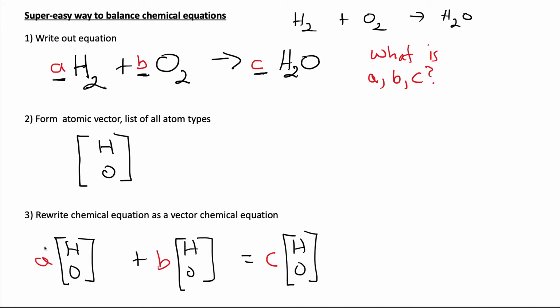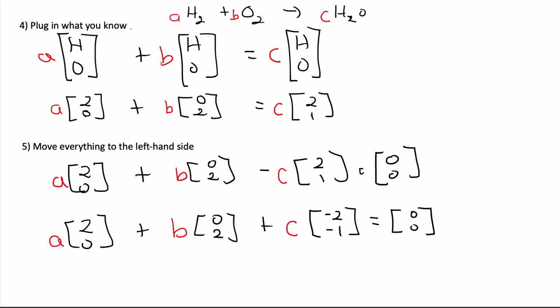So we have that coefficient A from above, and then we have our list of atoms. And we have B times a list of atoms equals C times a list of atoms. And so what do we do with this? Next, you plug in what you know. So here's the general chemical equation, here's what we wrote, and now we're going to start putting in the specifics.